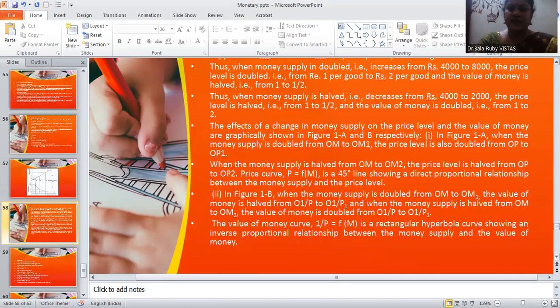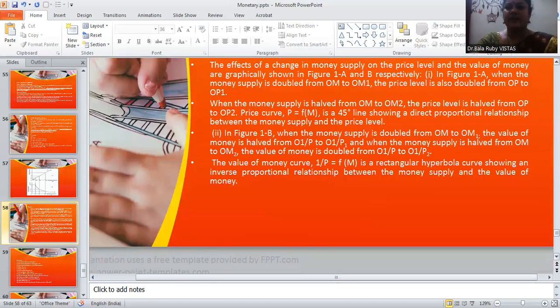And if you see the lower funnel, when the money supply is doubled, the value of money is halved, and when the money supply is halved, the value of money is doubled. So the value of money curve, 1/P = f(M), is a rectangular hyperbola. Why is it a rectangular hyperbola? Because there is an inverse proportional relationship between the money supply as well as the value of money, right?